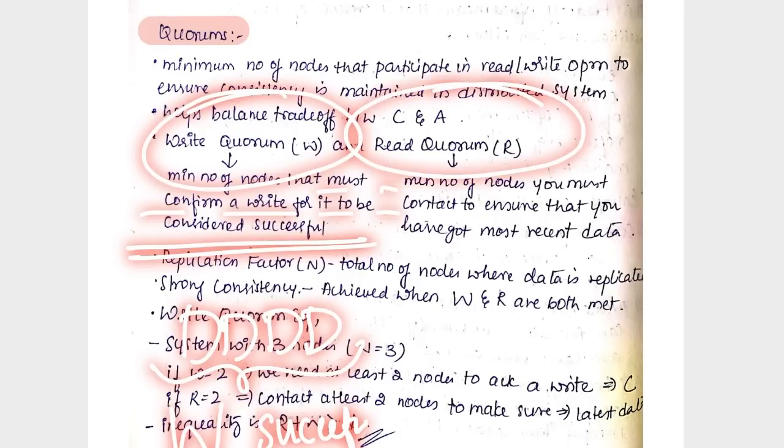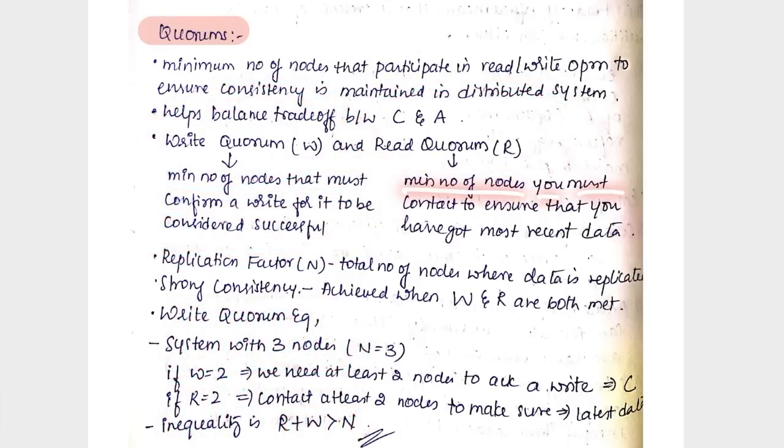And speaking of the read quorum, it is the minimum number of nodes we must contact to ensure that it has got the recent data. So we are checking here the minimum number of nodes, which will tell us that it has got the latest data, and thereby we can get confirmation that whatever update I had performed is being replicated accordingly. That's what we can get to know by making use of the read quorum.